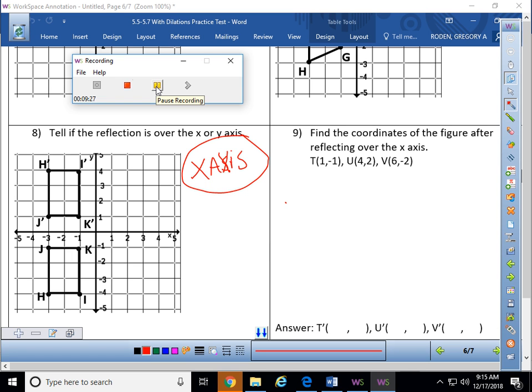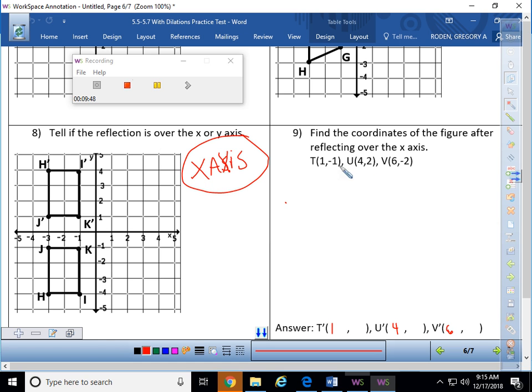Alright, number 9's pretty easy as long as you know the rule. Remember, we're reflecting over the x-axis. Well, keep all of your x values the same. So 1, 4, and 6.